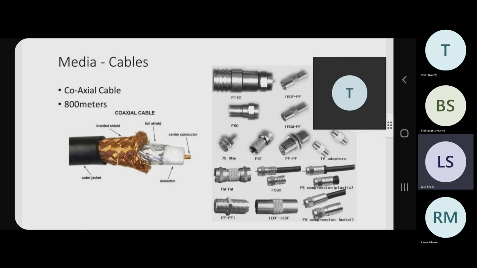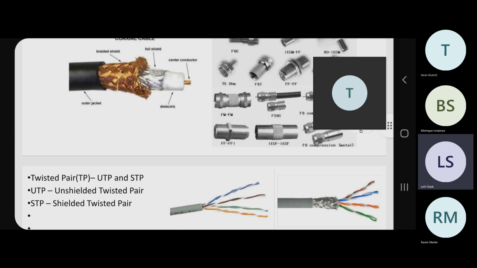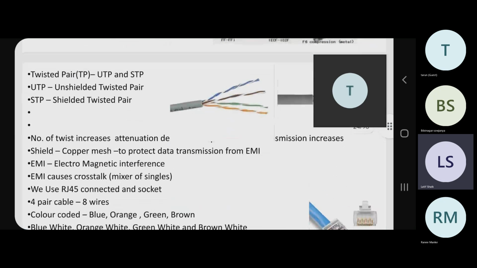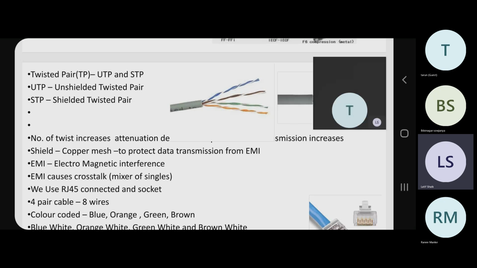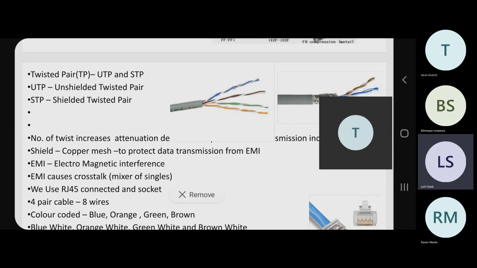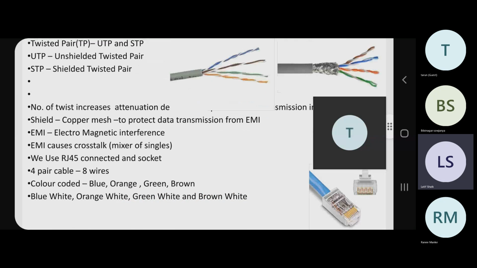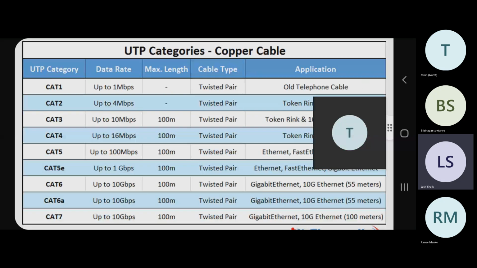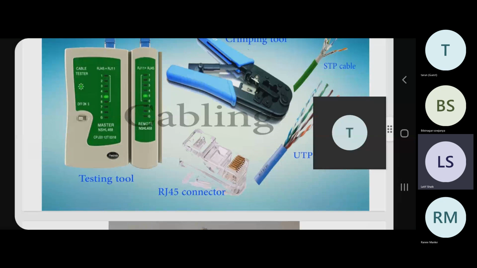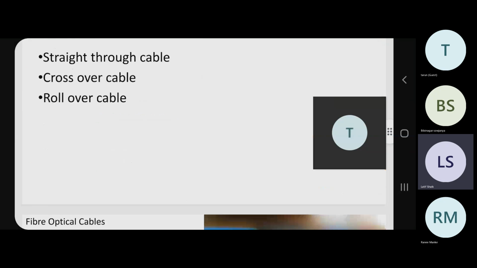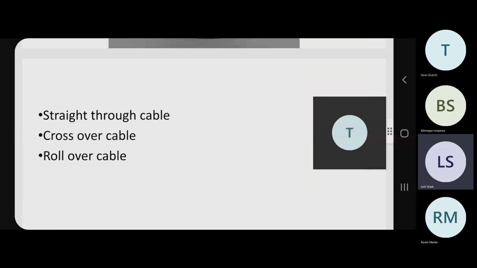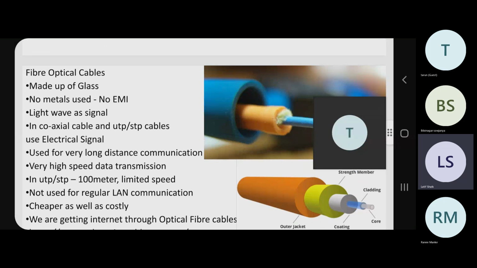Next one is the different cables we use, like coaxial cable, UTP, STP cables. Twisted pair cable, the different types of twisted pair cable, and the tools we use in cabling. Now we are not going to learn how to do the cabling part. Just know what the tools are, just for our understanding.